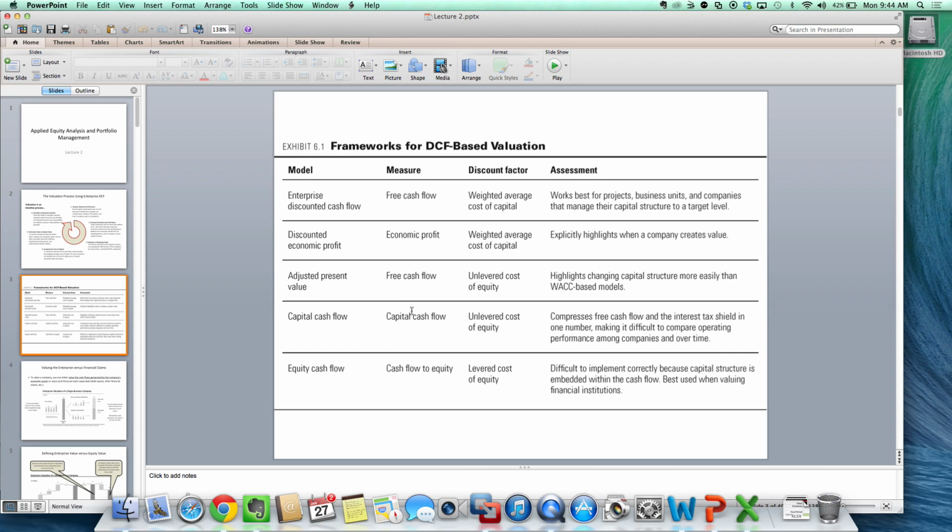The fourth model is what's known as the capital cash flow model. This model I find to be the most useless of the five that are mentioned in the book. I've never seen it used outside of an academic setting, and so therefore I don't really want to spend a lot of time on it. But part of what you're going to struggle with on Wednesday is we're going to spend a lot of time taking the cash flows of the company and breaking them out into three pieces: operating cash flow, non-operating cash flow, debt cash flow.